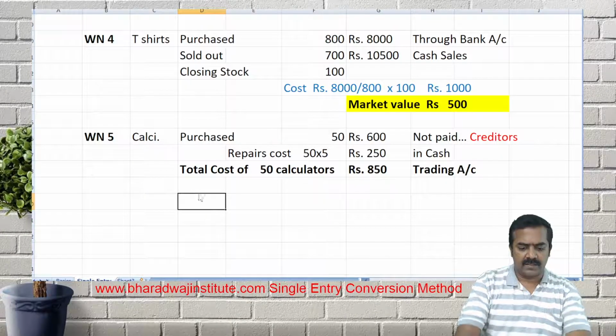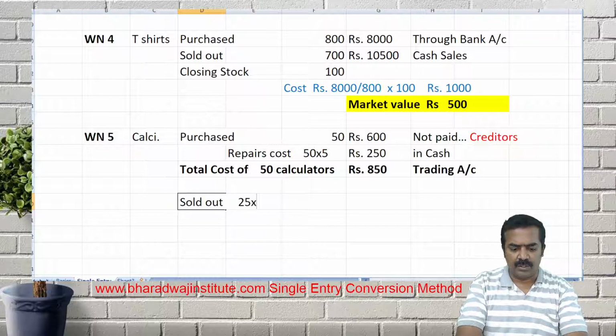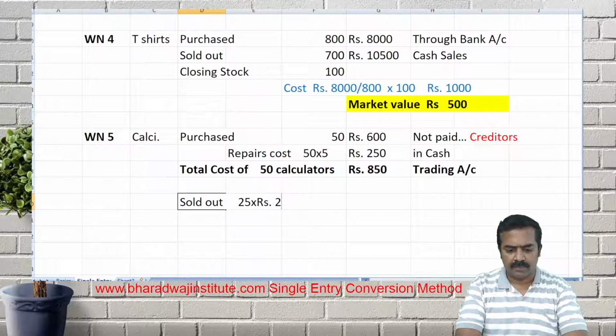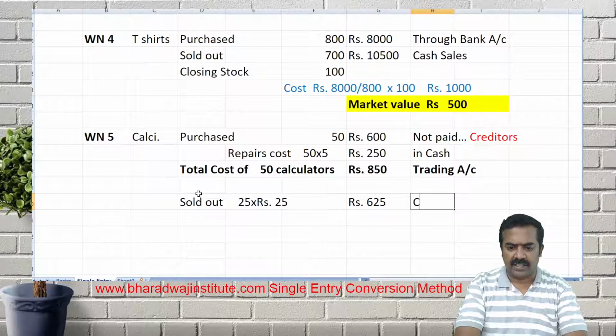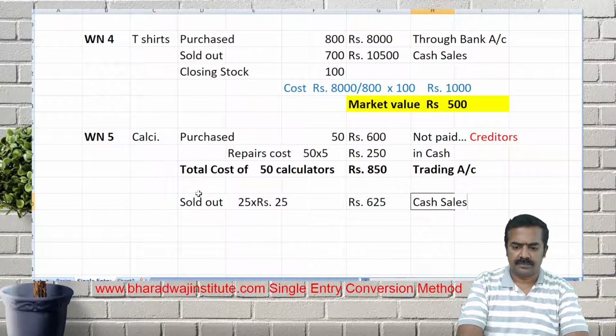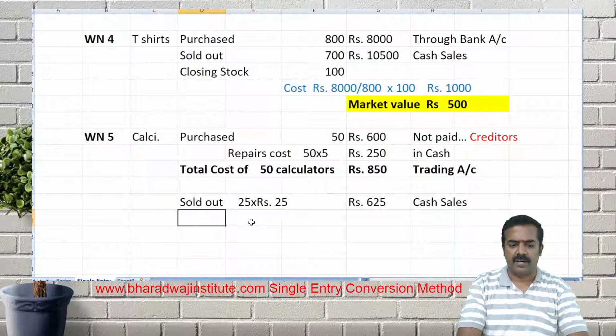Sales: how many calculators were sold? 25 into 25 rupees. How much will it come to? Rupees 625. This is also a cash sale. The cash sales will come in trading account.